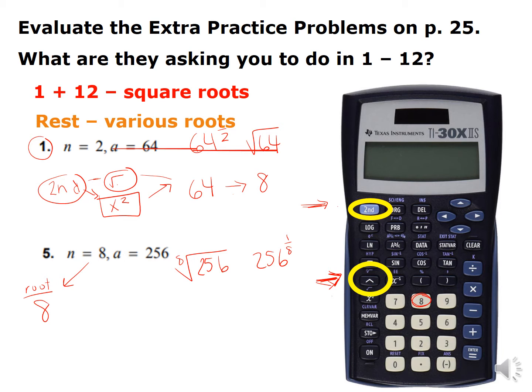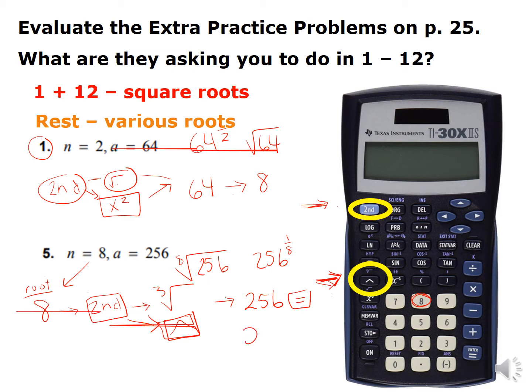Okay? Then you're going to hit second again, which is going to take you to the instruction above this key, which looks like that. But this is the key you're hitting, okay? And then you're going to type in 256 and then equals. And that will give you the answer 2. So be very careful of your steps. Hit the 8, then the second, then the up, then type in 256, and then equal.